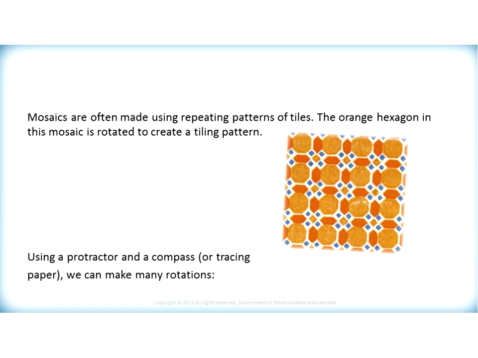We can see mosaics often have repeating patterns of tiles. And in this particular mosaic, the orange hexagon is rotated to create a tiling pattern. So I'll pick one here. I've got my hexagon here. If I want to get my hexagon from here to here, what I'm going to have to do is rotate my hexagon around a central point right here.